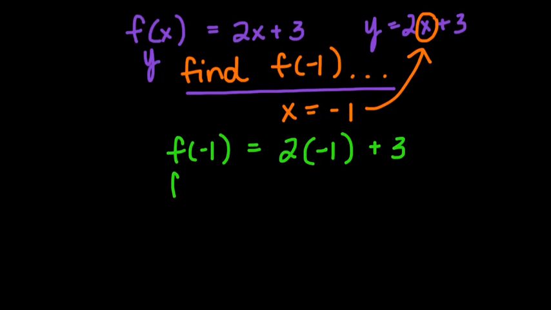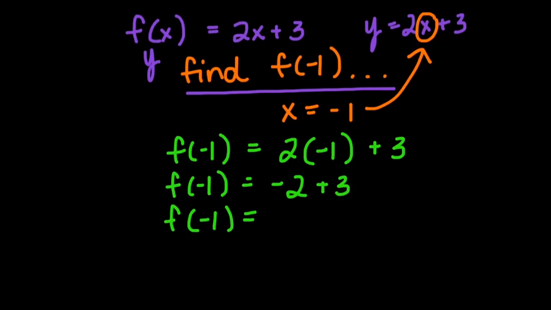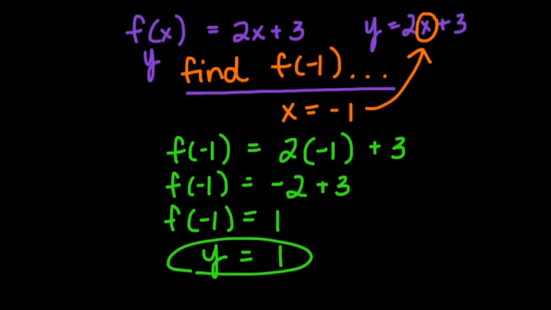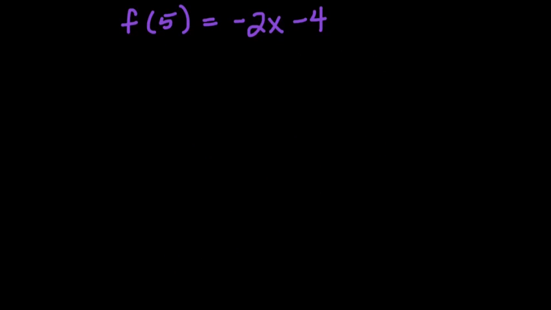So again, f of negative 1 is equal to 2 times a negative 1 is negative 2, and then we have negative 2 plus 3. So f of negative 1 is equal to negative 2 plus 3, which is a positive 1. So really, ultimately, we're saying that the y value here is equal to 1, and this is our solution for this type of equation.